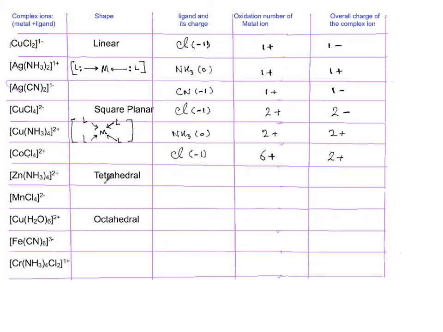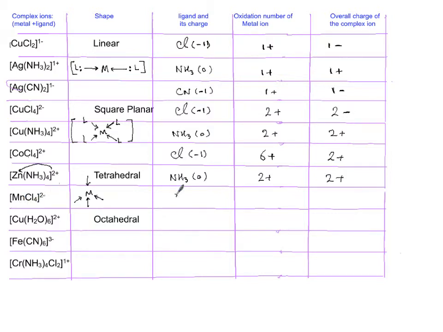Then we go after tetrahedrals. I have 2 examples. This time you have a molecule that is not flat, a complex that is not flat, and it's being surrounded by 4 ligands. The first one is zinc with 4 ammonia. So you have ammonia, which is a 0 charge. And then the 2 plus applies to the metal, so zinc is 2 plus, complex ion is 2 plus.